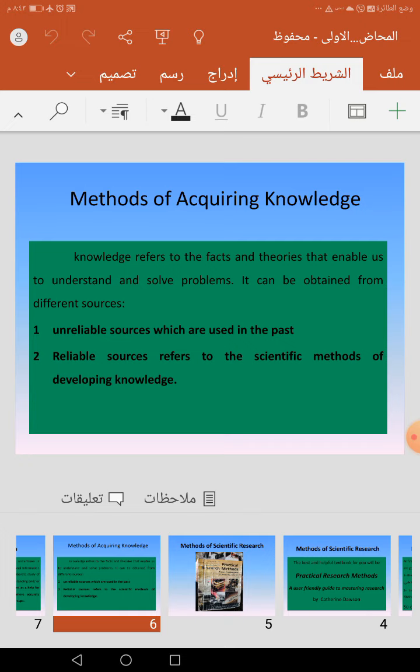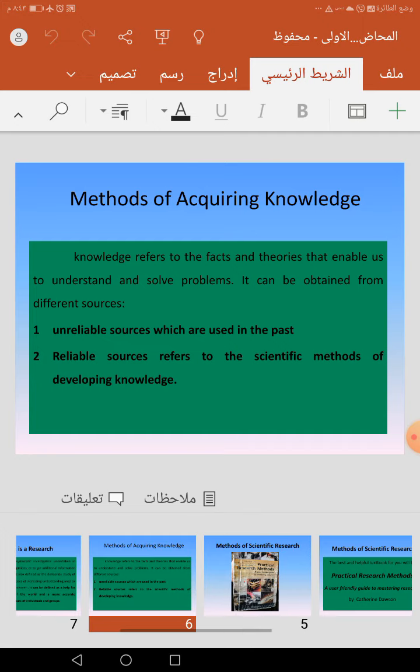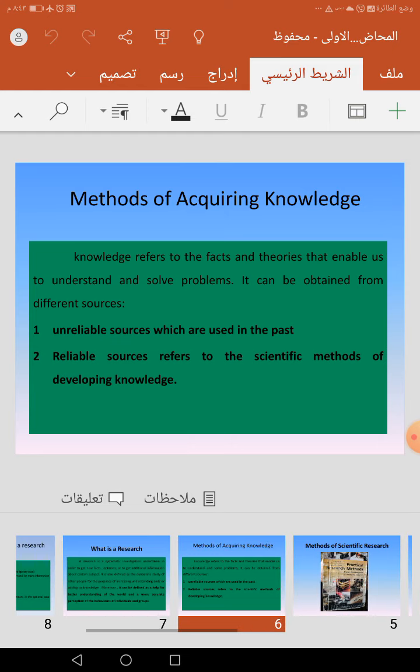Unreliable sources are related to personal expressions, which we can call subjective expressions. But reliable sources means objective resources. They do not depend on probabilities. They depend just on scientific steps to reach conclusions about something. This is about reliable and unreliable sources.